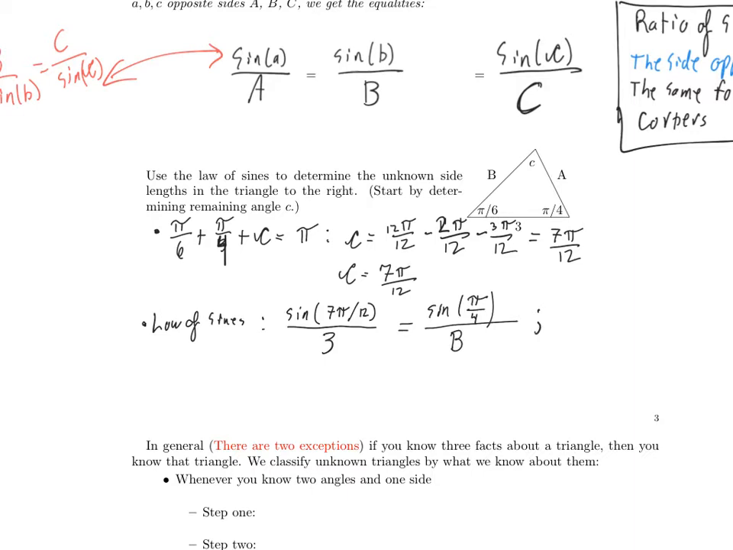So I guess that will just require me to multiply B over to the other side, multiply 3 over to the other side, divide sine of 7 pi over 12 to the other side. That will give me B is equal to 3 times the sine of pi over 4 divided by sine of 7 pi over 12. The sine is important. Sine of an angle is not that angle.